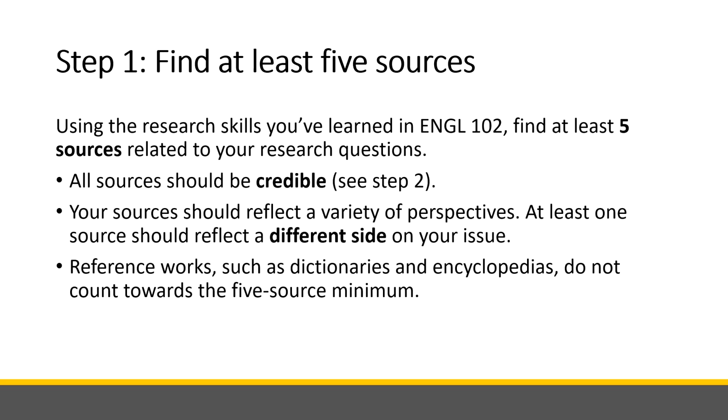The first step in this assignment is to find sources. Using the research skills you are learning in English 102, find at least 5 sources related to your research questions. All sources should be credible, and your sources should reflect a variety of perspectives. This means that at least one source should reflect a different side on your issue. Reference works, such as dictionaries and encyclopedias, do not count towards this 5-source minimum, though you are welcome to use them in this project.